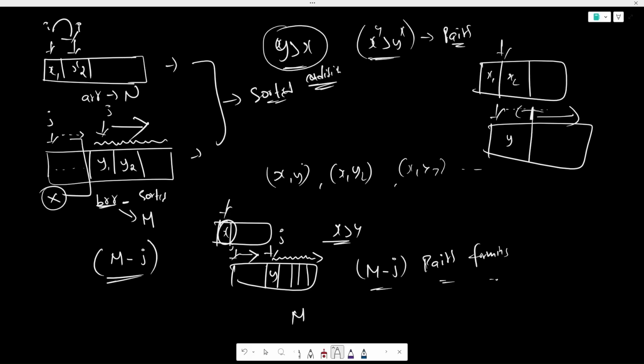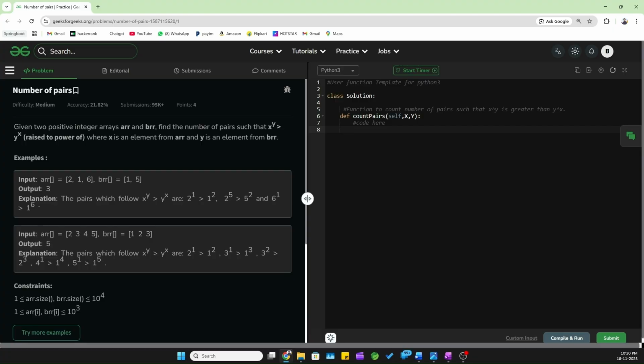So let's code this, number of pairs, in Python. So here, as we discussed, to solve this problem, both arrays should be sorted, right? So first I will sort them: X.sort(), Y.sort(). For that I need to return the pairs, right? So for that I need to store the values. So answer equal to 0.